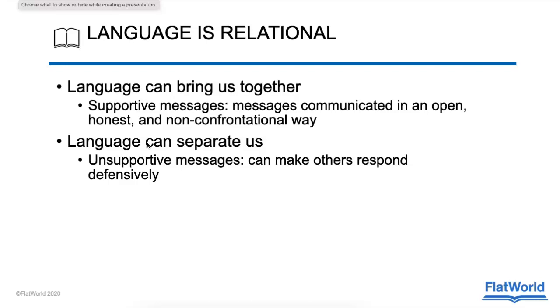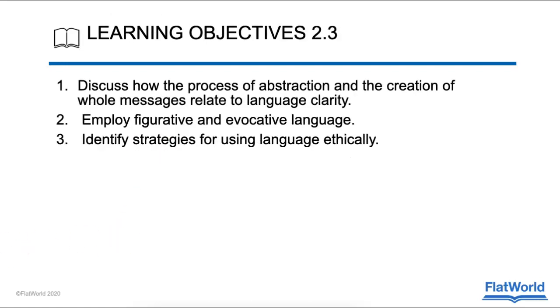Unsupportive messages are on page 64. Global labels like "you're a liar," sarcasm, dragging up the past, negative comparisons, judgmental messages, and threats. So those are all things that can drive people apart, and that's important to realize and know. Not from just a career perspective, but also from a personal perspective.